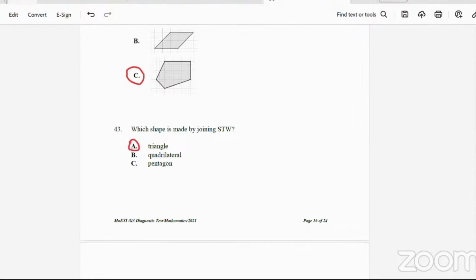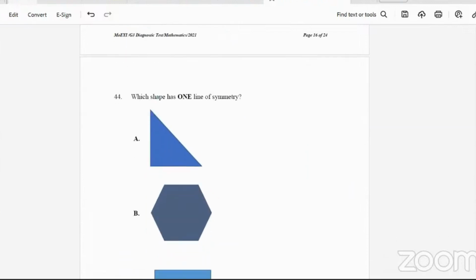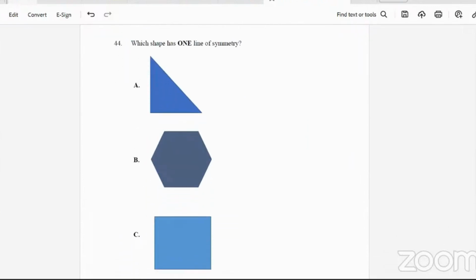All right, let's get to question 44. Which shape has one line of symmetry? All right, so what's a line of symmetry? You will have to know what that is first before you could go about answering. So when we cut a shape, a figure, in half, if we draw a line through a shape, then can we find that the two halves are the same, or like one side is the mirror image of the other side?